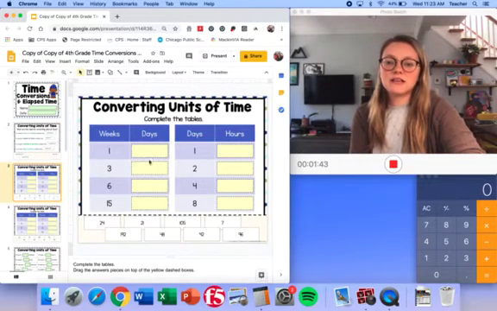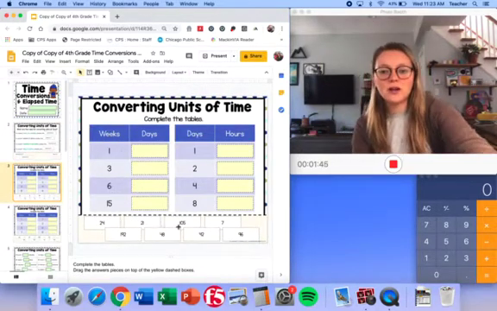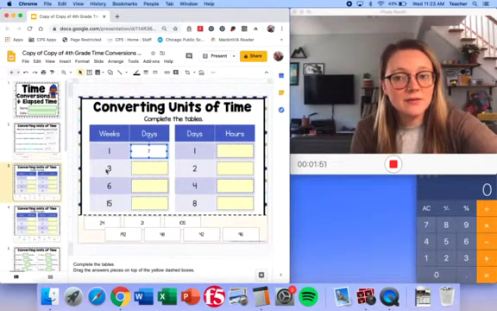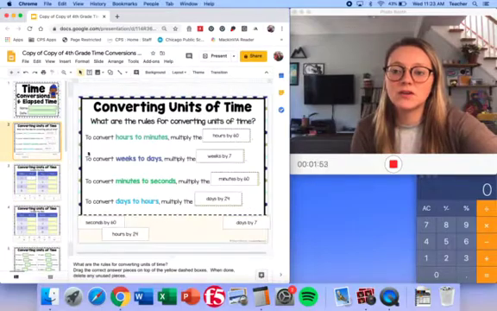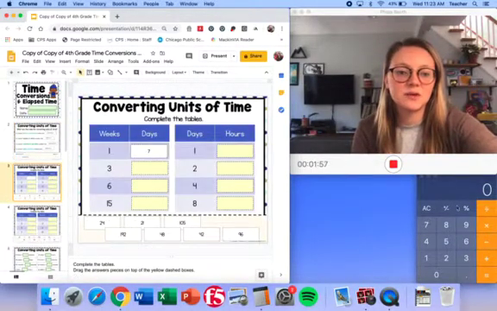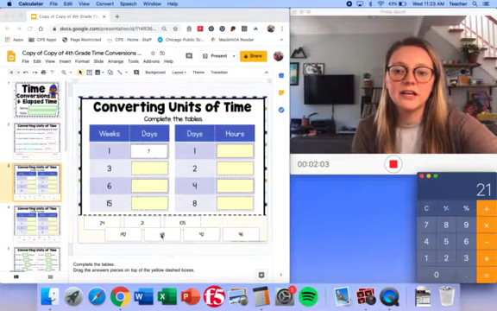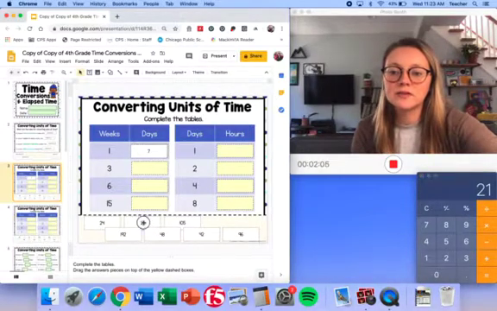So let's start with these tables. We said 1 week is 7 days. So what would that make 3 weeks? Remember, we said the rule was to go from weeks to days, we multiply the weeks by 7. So this is 3 weeks. So I'm going to multiply 3 times 7, and I'm using my calculator over here. It's 21. So I'm going to bring up 21.